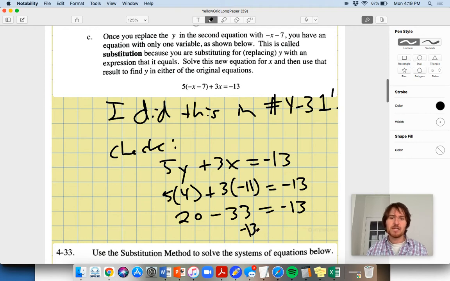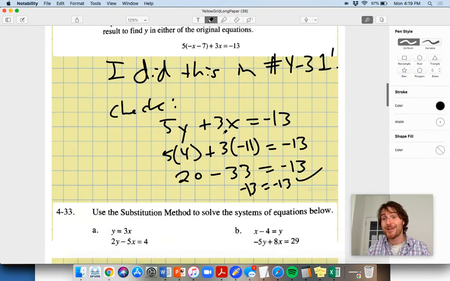So here, negative 13 equals negative 13. Anyways, I just wanted to show you that. If you're double checking that you did this right on a quiz or a test, that's how you check your answer to get it right.